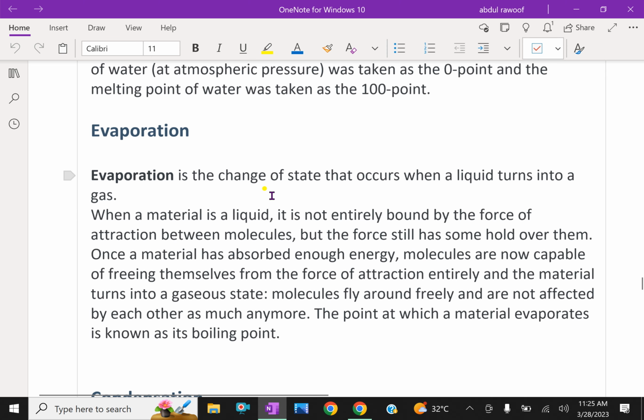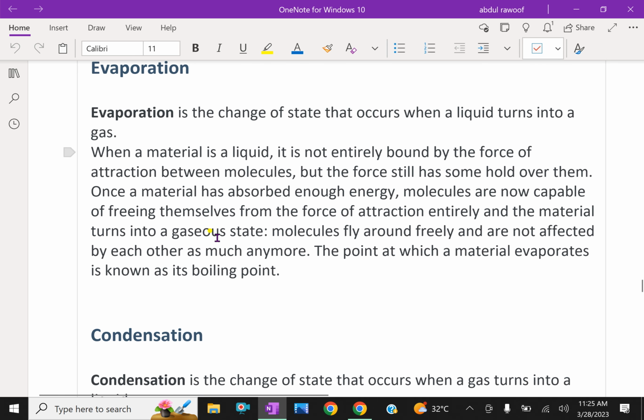Evaporation is the change of state that occurs when a liquid turns into a gas. When a material is liquid, it is not entirely bound by the force of attraction that is loosely packed between molecules, but the force still has some hold over them. Once a material has absorbed enough energy, molecules are capable of freeing themselves from the force of attraction entirely, and the material turns into a gaseous state.